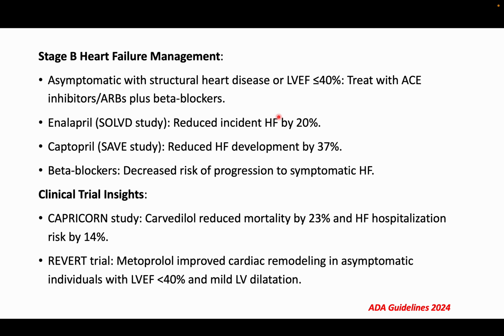They decrease the progression to symptomatic heart failure. There is also one more, the CAPRICORN study and the MERIT trial, which are beta blocker studies. They also reduce cardiac remodeling and cardiovascular related mortality. You need to learn all of these studies: the enalapril SOLVD study, the captopril SAVE trial, the CAPRICORN trial with carvedilol, and the MERIT trial with metoprolol. These are all the heart failure studies. But for any heart failure in stage B where there is no symptom per se, you should always advise ACE inhibitor or ARB plus beta blocker.